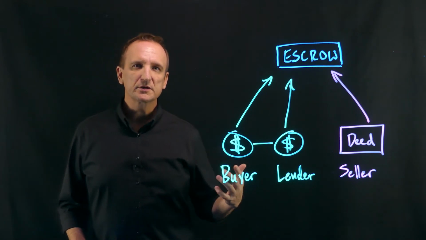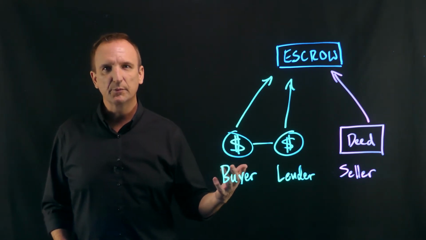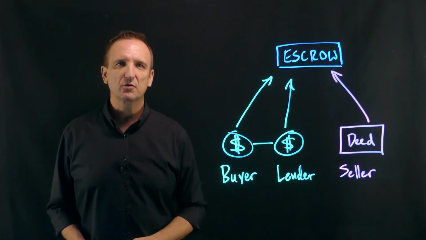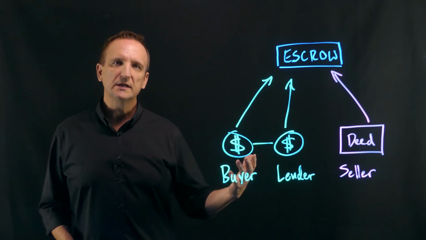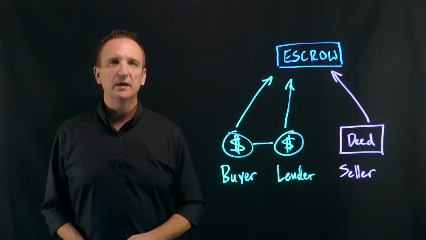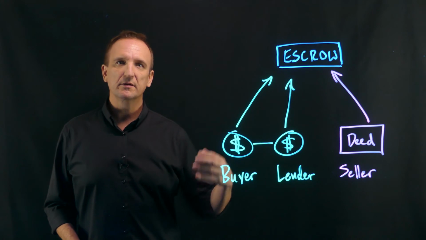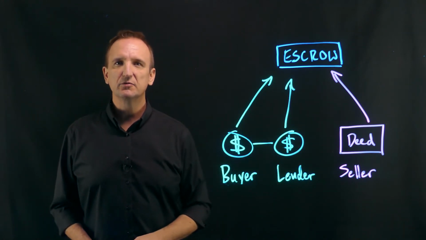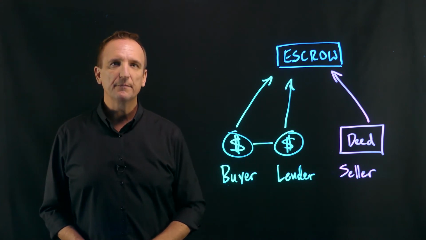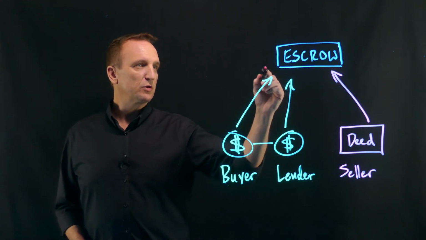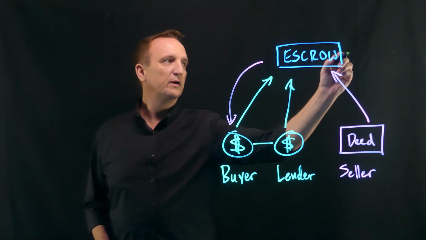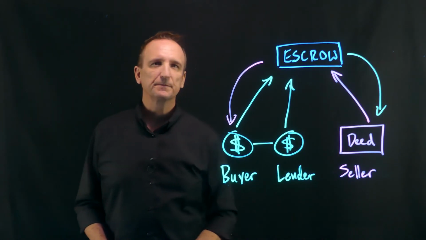Each party also will submit typically a purchase and sale contract that contains written instructions to the escrow agency detailing what conditions need to be met in order for the escrow agency to release those funds or assets to the appropriate parties. Once all of those conditions have been met, then the escrow company will give the deed to the buyer and give the funds to the seller.